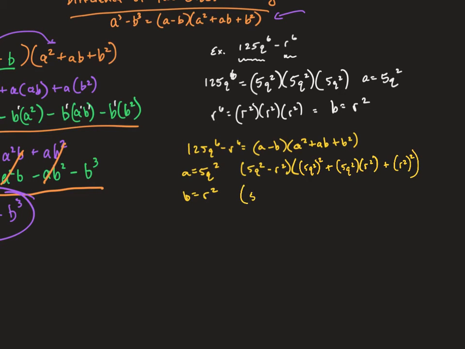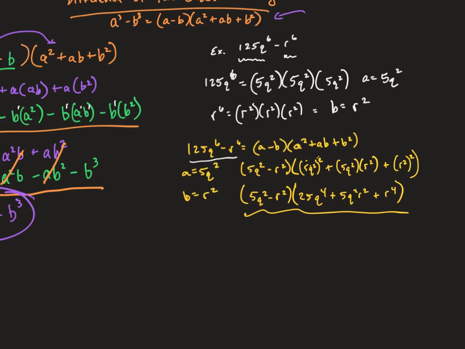So I have 5q squared minus r squared times, remember this goes to both of those, so that is going to be 5 squared, which is 25q to the 4th, plus 5q squared r squared plus r to the 4th, and there is my factored form of my original expression right here. So I was able to factor that as the difference of cubes.